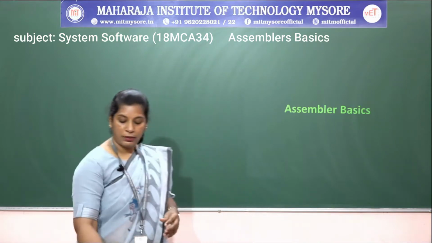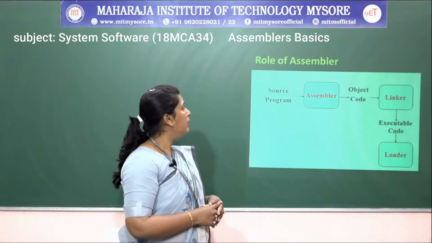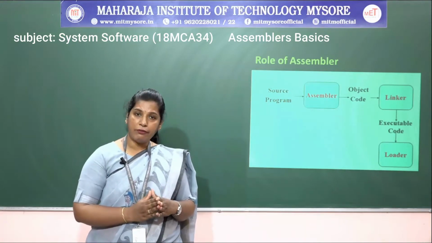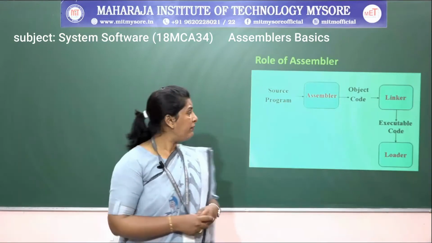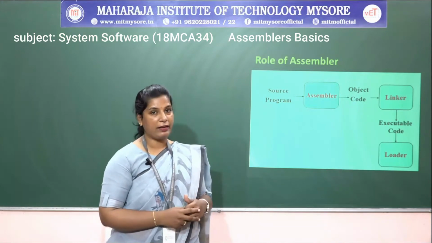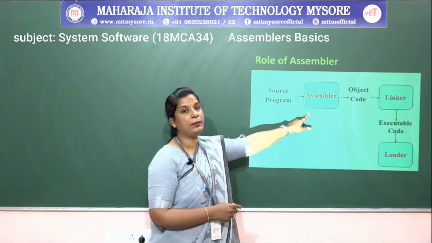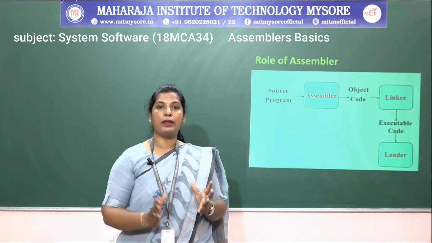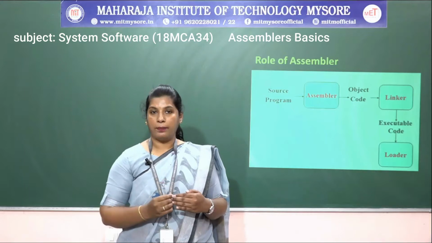I already discussed this with you, right? The role of an assembler is to convert an assembly level language into machine code or native code. The source program, in the form of assembly level language code, should be input to an assembler. The assembler takes that program and processes it line by line, then converts it into an object file.